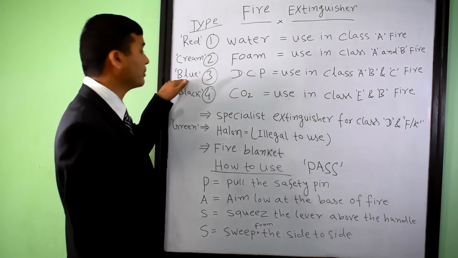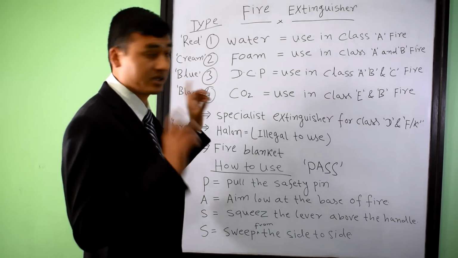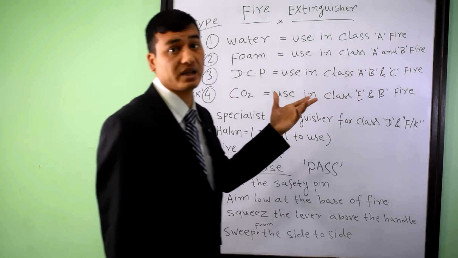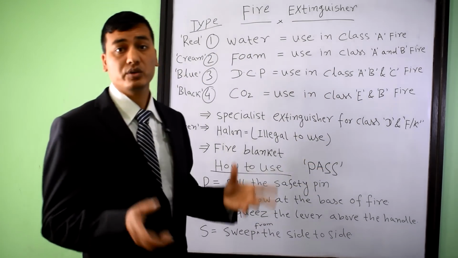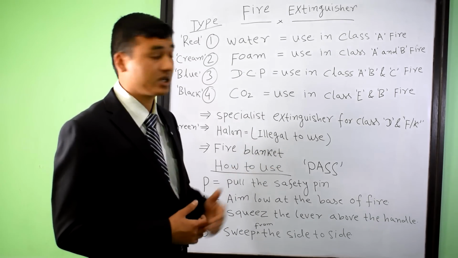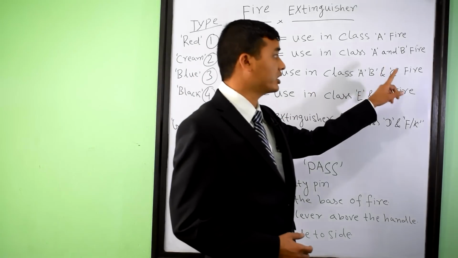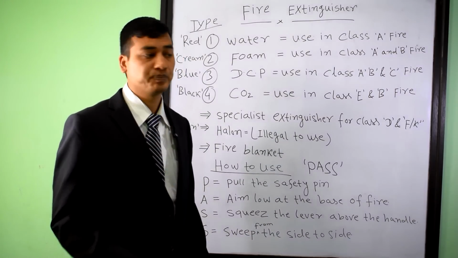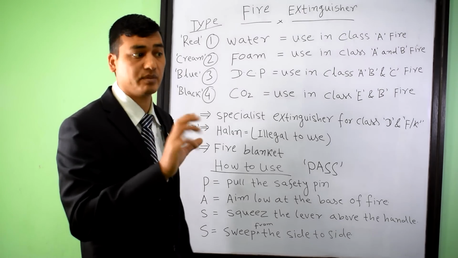Okay, number 3, DCP. It is in blue color. Okay, the DCP is in blue color, and we can use it for the A, B, C fire. A fire is general fire, B is flammable liquid, and C is gas fire. When you use this powder or this DCP, it is called the multi-purpose fire extinguisher. When you are using it for the C fire, or the fire in flammable gas, you have to make sure the gas valve or gas line must be off.